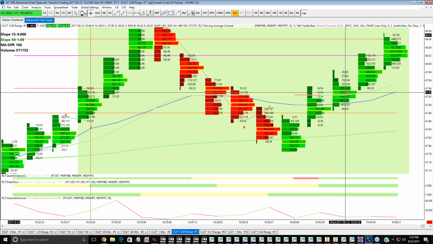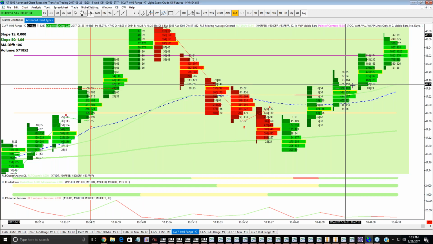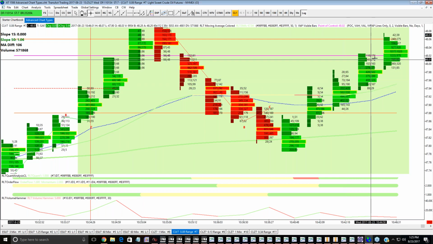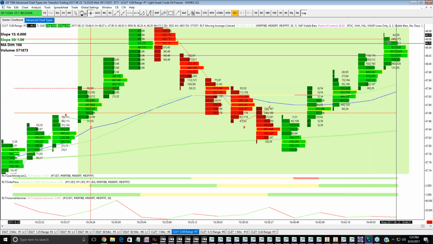You've got a lot of stacked buyers right around the point of control. You've got intense buying. And here's your POC. It's always going to have the most intense buying or the most intense selling. You still have more volume above the POC than below the POC. This histogram is skewed above it. And it really helps guarantee you got a long trade that's going to continue.